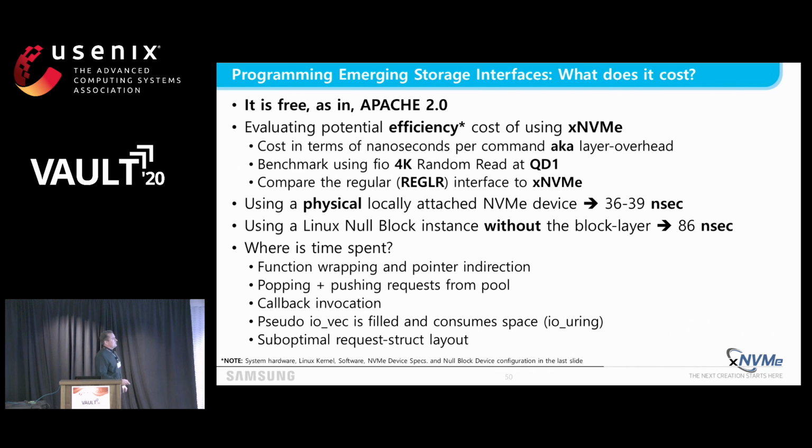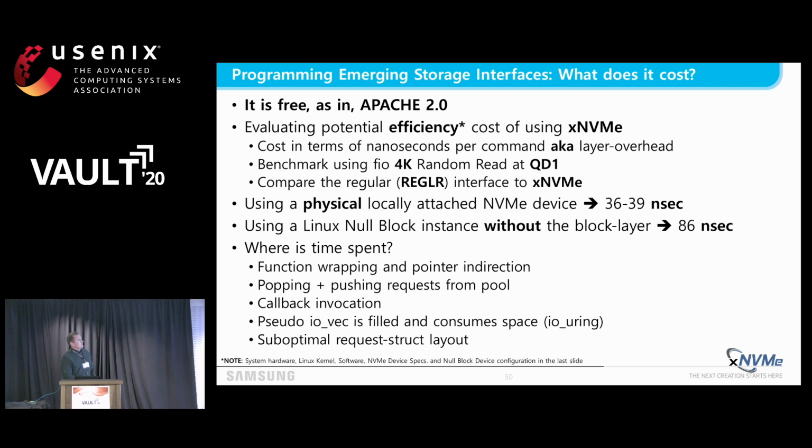So this is basically the cost of going through the library. I think it's higher here because there must be some latency hidden when actually going through the stack and hitting the drive, which we can't see when we're just bouncing directly back and forth through the layer. So where is time spent on this stuff? Well, we're doing some function wrapping and pointer indirection. And we're popping those requests back and forth from the pool, and we have that callback invocation. And this is all stuff which the xNVMe engine does, which the regular io_uring engine doesn't do. So it's basically just doing more work.